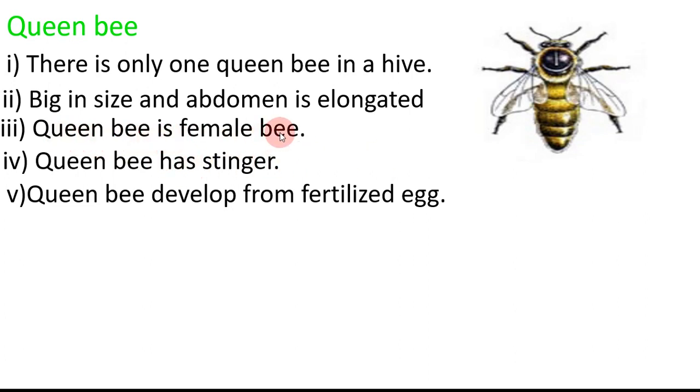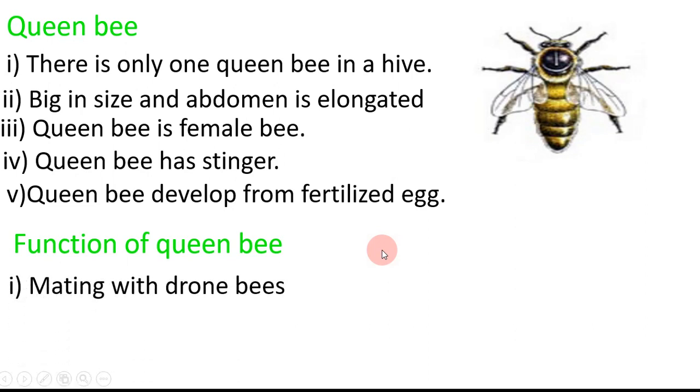Queen bee is a female bee. Queen bee has a stinger. Queen bee develops from a fertilized egg. Now, function of queen bee: it mates with the drone bees and it lays eggs. The main role of the queen bee is laying eggs. Now, we discuss some questions regarding the queen bee.